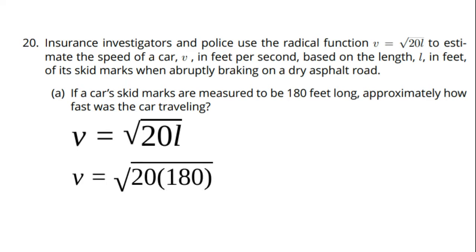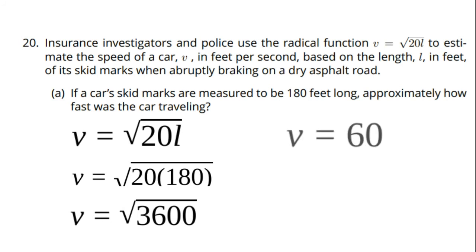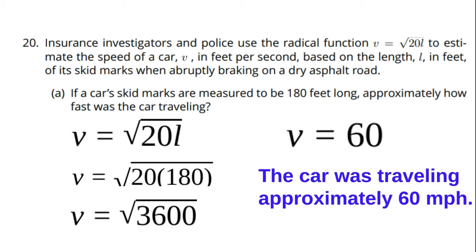So in place of the length variable, we substitute 180, and then we just work that out, and we'll get V is equal to the square root of 3,600. And when you take the square root of 3,600, you get 60. So what that tells us is a car that makes a 180-foot long skid mark on the highway was going 60 miles per hour when it lost control. So that's what that tells you there.